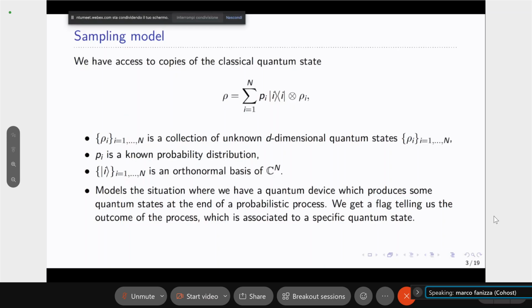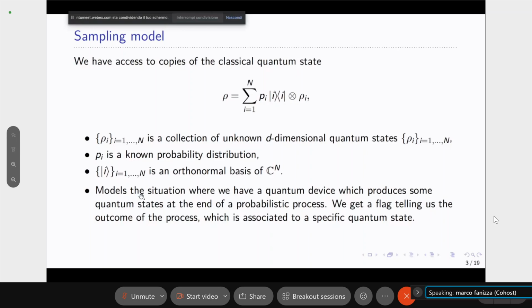Okay, so we consider a sampling model where we have access to copies of this classical quantum state rho, where the states rho_i are a collection of unknown d-dimensional quantum states. There are n of them, in principle different. And pi is a known probability distribution. And the kets i from 1 to n form an orthonormal basis of C^n, which is also assumed to be known.